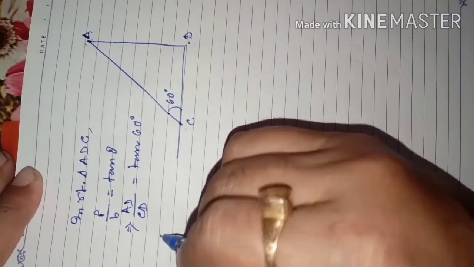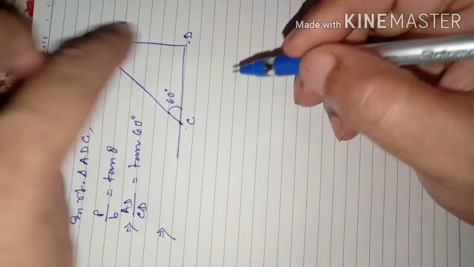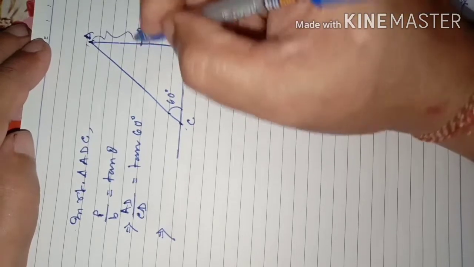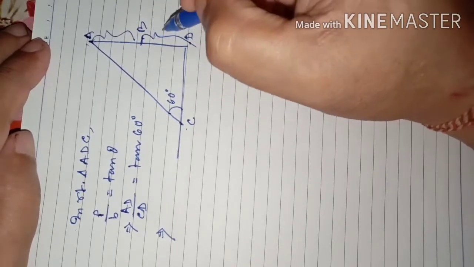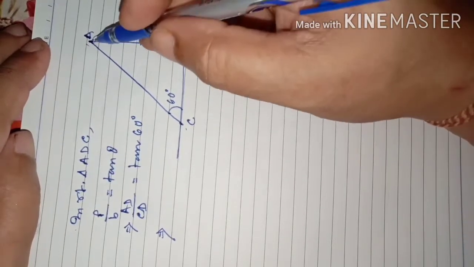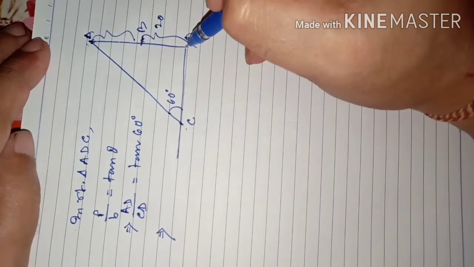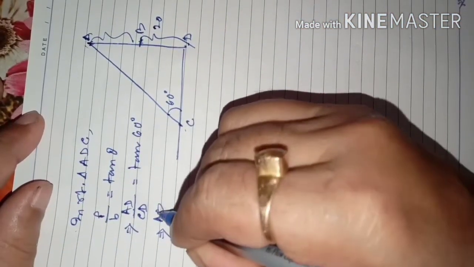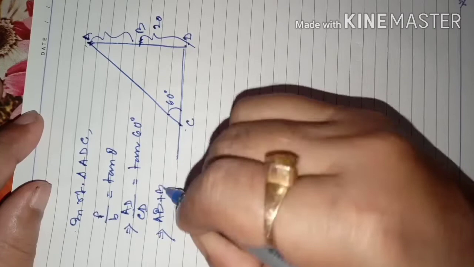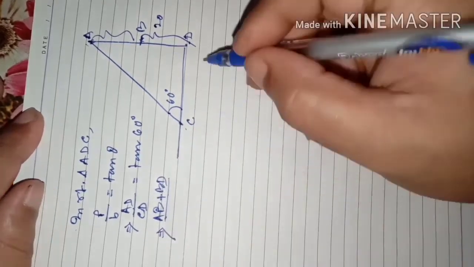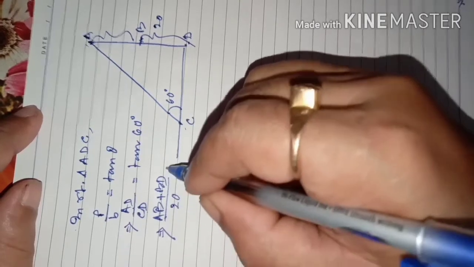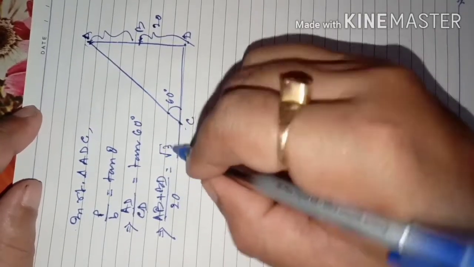So AD's length we don't have, but in between there is a point B. Up to here we don't know, but this part we know. What is it? 20. So we will write AD as AB plus BD. This AD we can split as AB plus BD. We will write here AB plus BD divided by CD. CD, you know, its length is 20 meters. Just now we got it, no? Is equal to tan 60, its value is root 3.